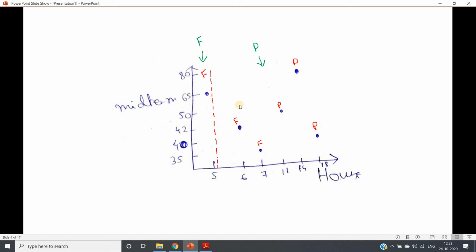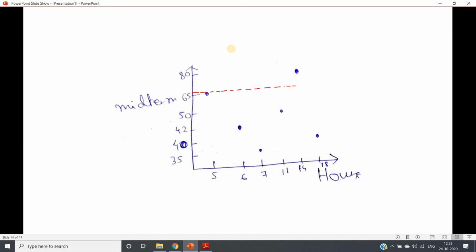Like here I have told you for 5, this side the mode is fail, this side the mode is pass, and based on that it will calculate the misclassification rate. And like this for 6, greater than 7, less than 7, greater than 11, less than 11, greater than 14, less than 14, greater than 18, less than 18. Greater than 35, lesser than 35, greater than 40, lesser than 40, for midterm score I am talking. Like this all possible combinations it will try.